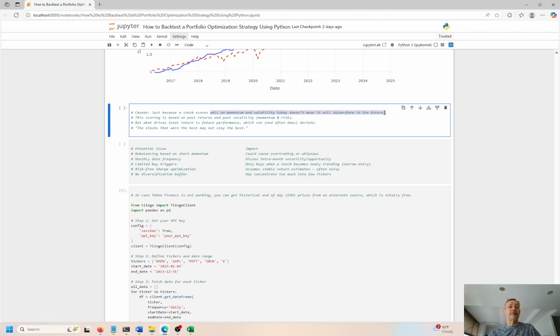So these are always backward looking, right? We can't predict into the future what's going to happen next. And this is not investment advice. Please don't try to sue me or whatever.